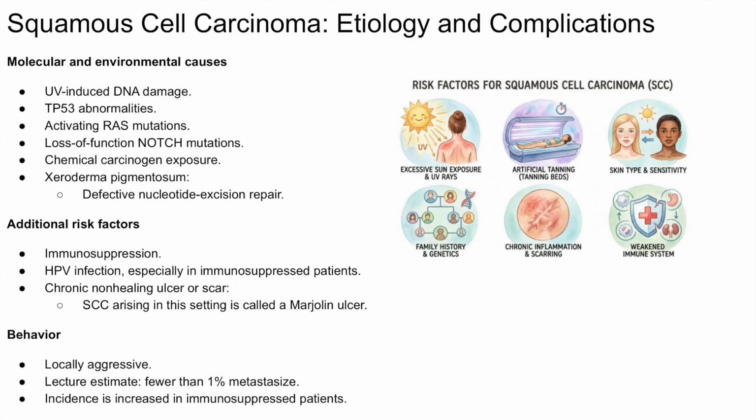Squamous cell carcinoma can also develop in chronic burn scar or non-healing ulcer, where it is called a Marjolin ulcer. Most routine cutaneous squamous cell carcinomas remain localized, but tumors arising in scars, high-risk locations, or immunosuppressed patients behave more aggressively and carry a greater risk of recurrence and metastasis.